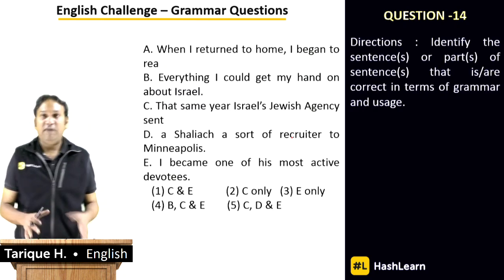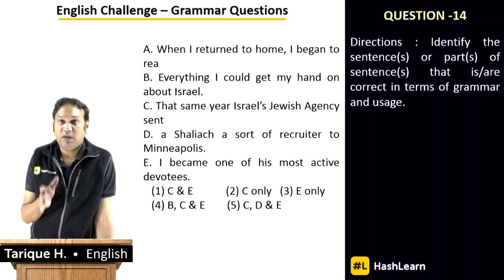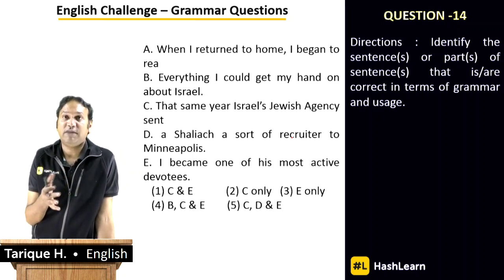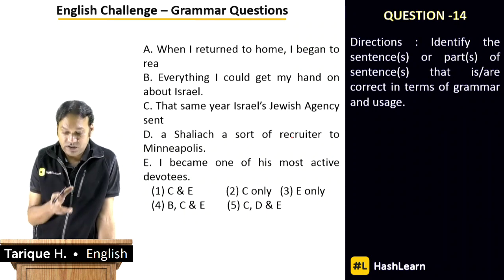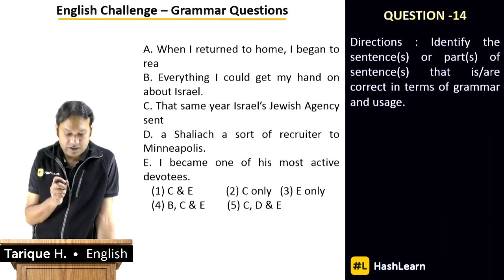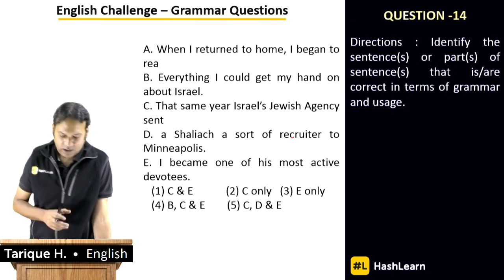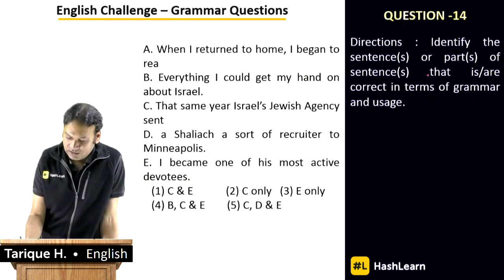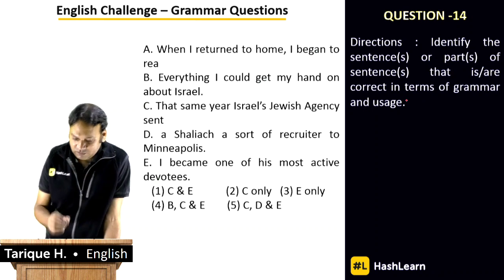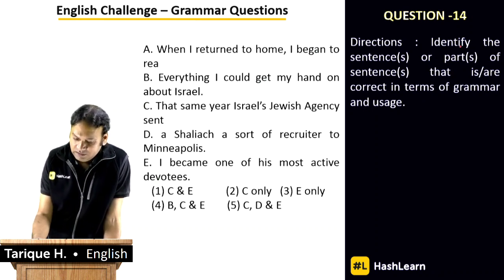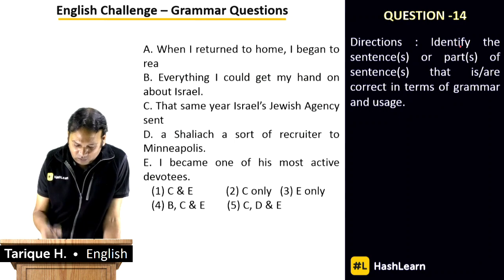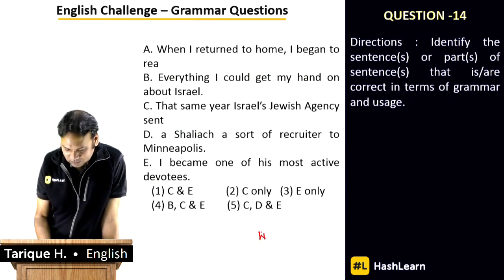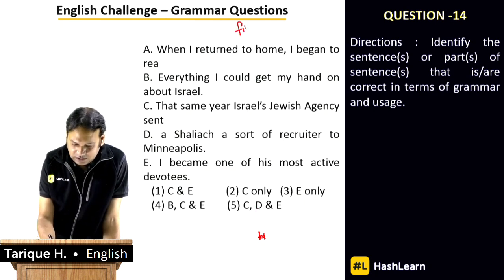This is an advanced level difficulty question, which is based on the previous CAT paper. In CAT, a lot of questions have come from grammar year on year, and I've taken two questions here to discuss from this examination. Here we have 5 sentences, A, B, C, D, E, and you have to identify which sentences or parts of the sentences are correct in terms of grammar. You have to not forget the directions here. What you have to do is find out which sentences are correct.